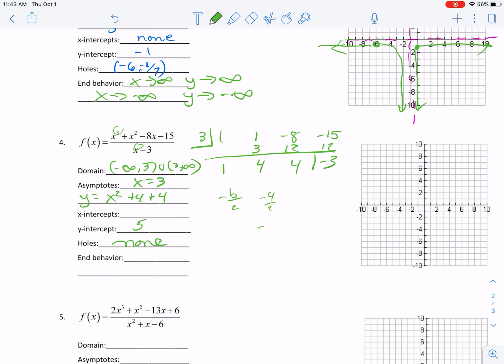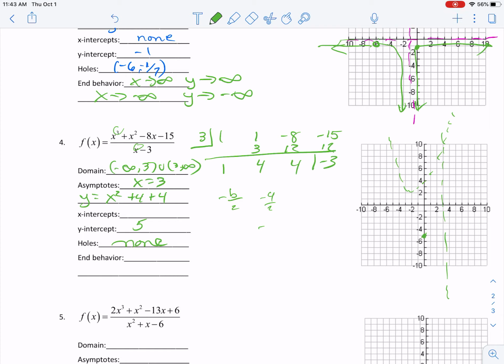It's my vertex. Is that right? Wow. I'm going to have a parabola in here. I'm going to have a horizontal, a vertical. That's in the wrong spot. Yeah, you just have to trust me. Y-intercept is at 5.